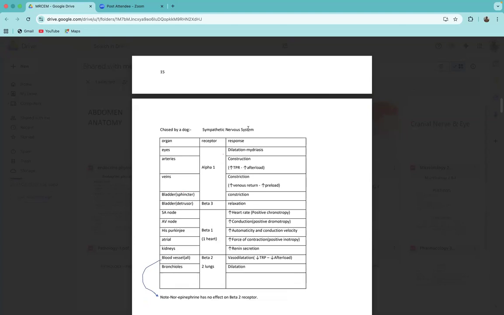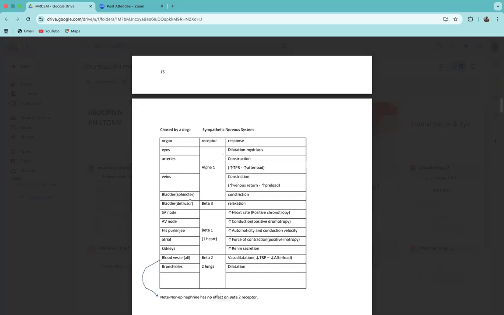So just like that, in the eye, arteries and veins, there is presence of alpha 1 receptors. Basically in the eyes, due to the effect of the alpha 1 receptor, there will be dilation or mydriasis. In case of arteries, total peripheral resistance will increase, which will increase the afterload. And in case of veins, there will be constriction of the vein as well, which will increase the venous return and ultimately increase the preload. So due to the action of the alpha 1 receptor in the veins and arteries, there will be an increase of preload and afterload.